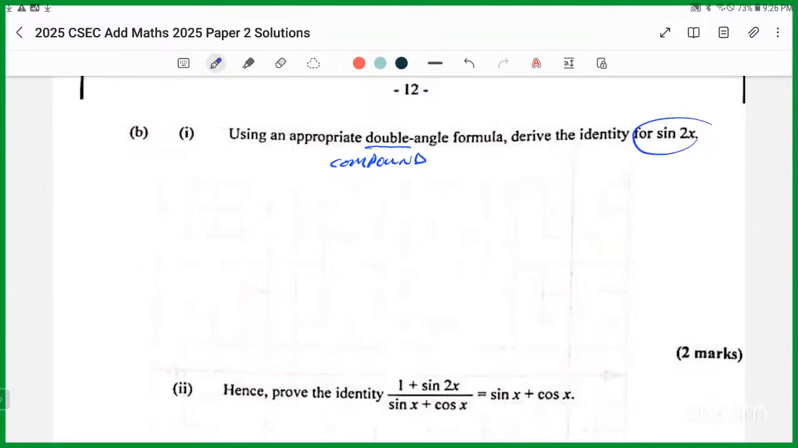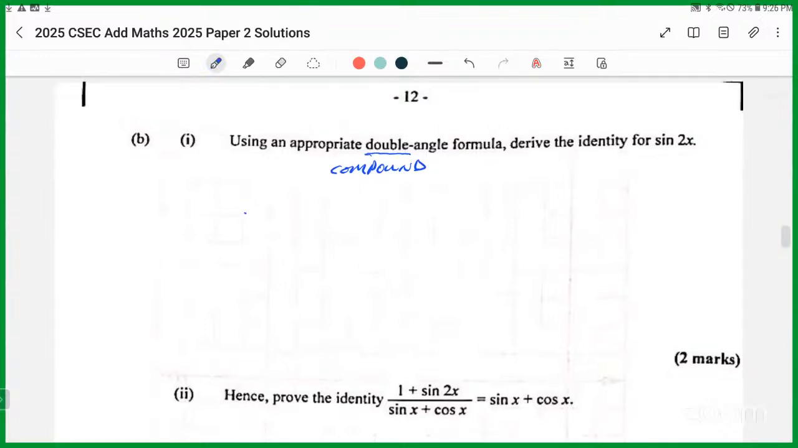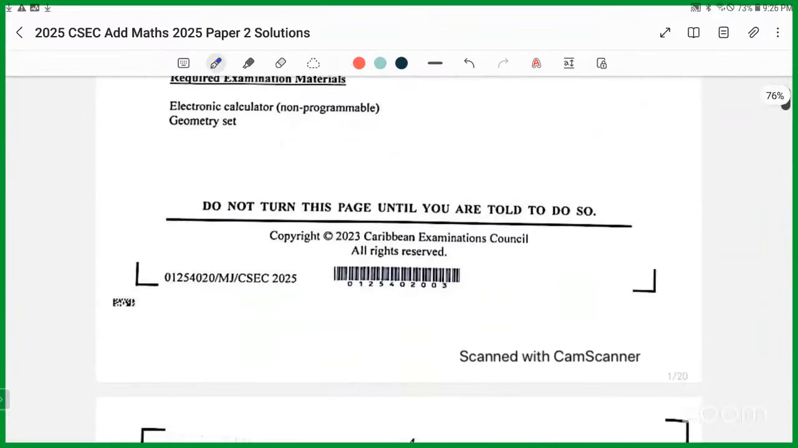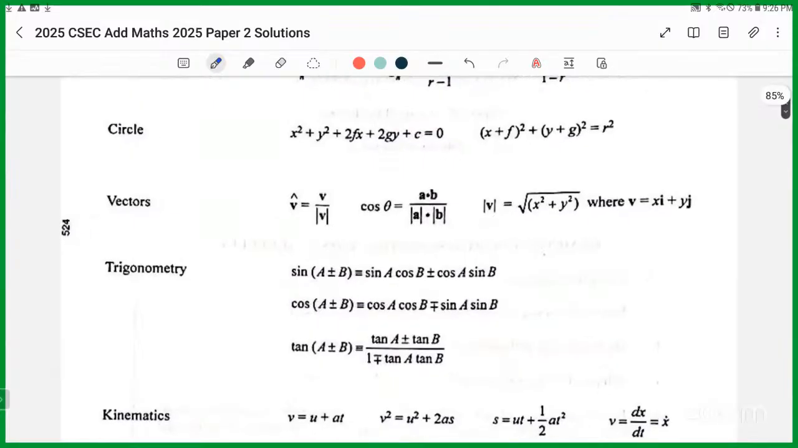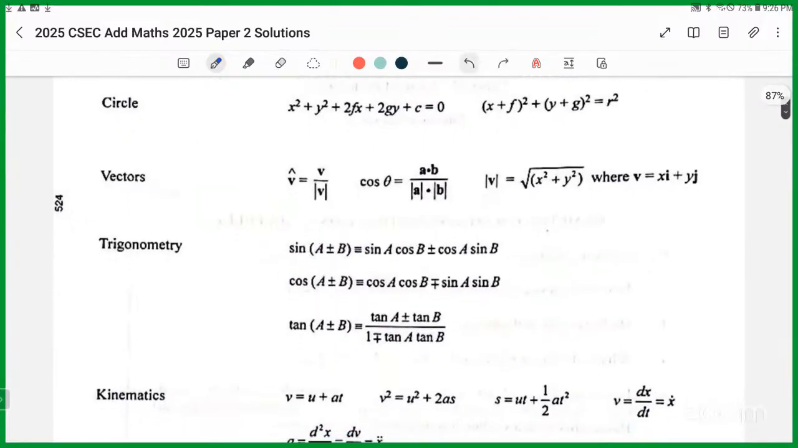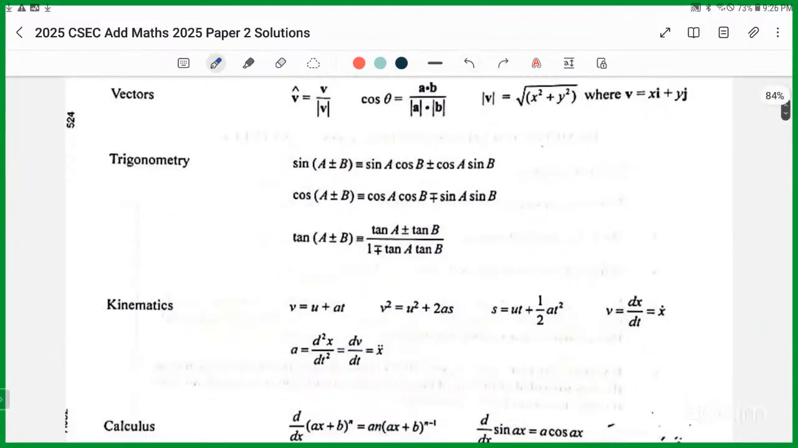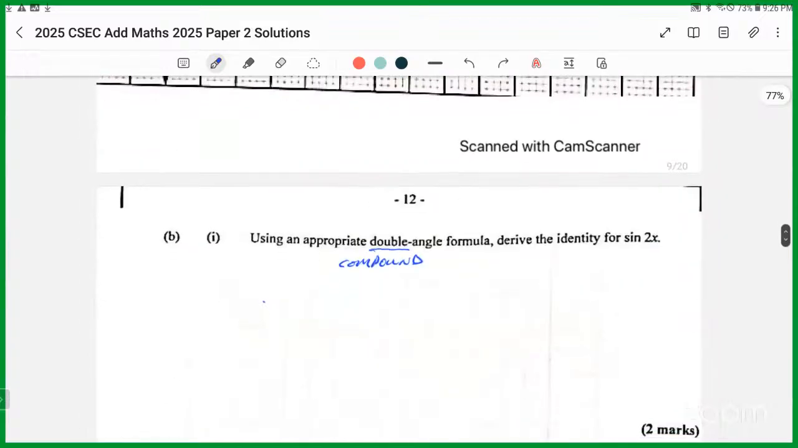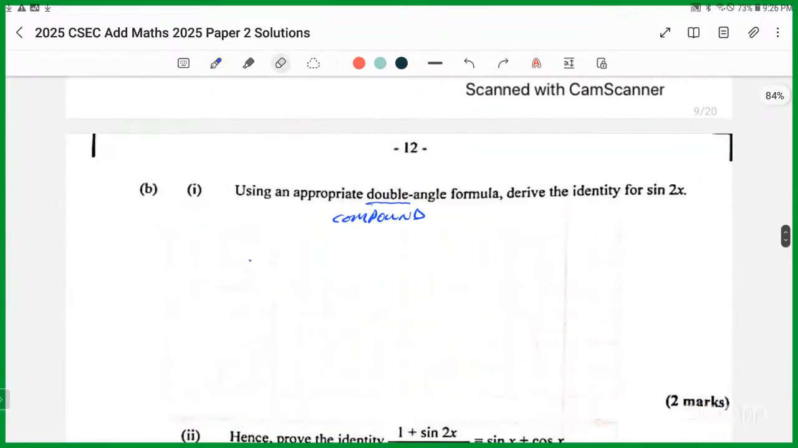To prove this double angle, we use the sine compound angle, which will be on the formula sheet. What did they put on the formula sheet? Formula sheet, we call it MB. Sine of A, sine of B, which you should know. Sine, cos, sine. The more things you know, the better. So we're using compound angles.